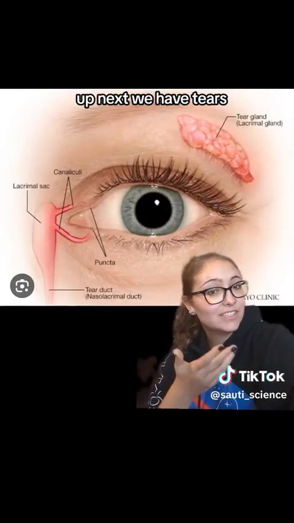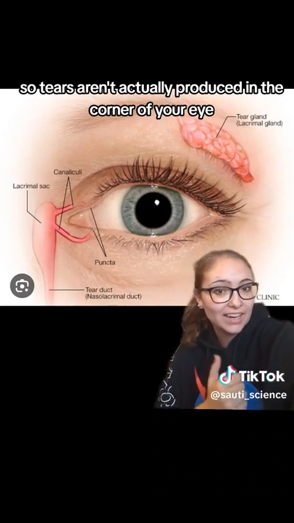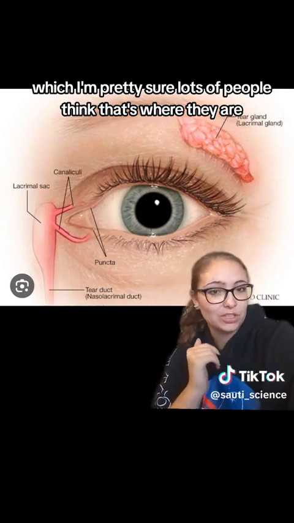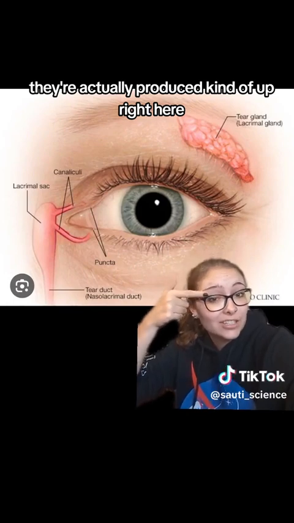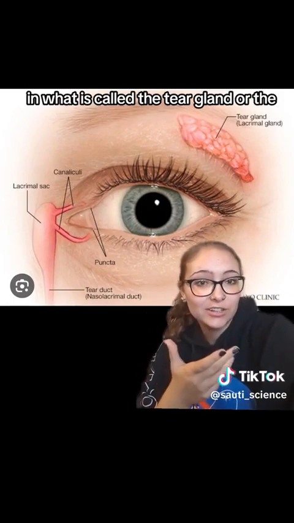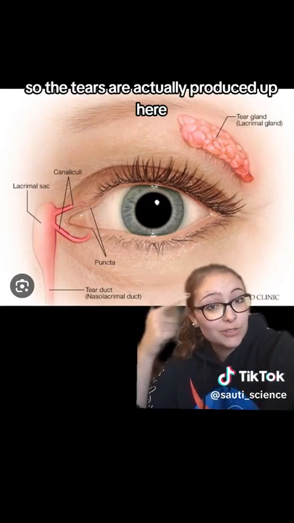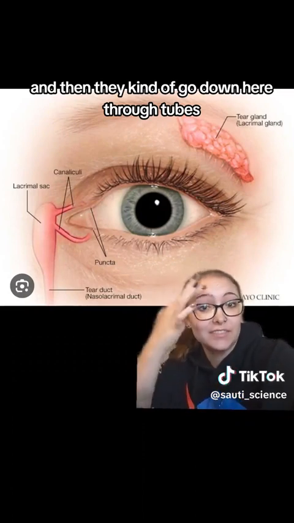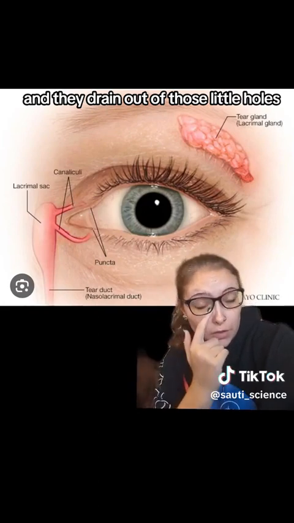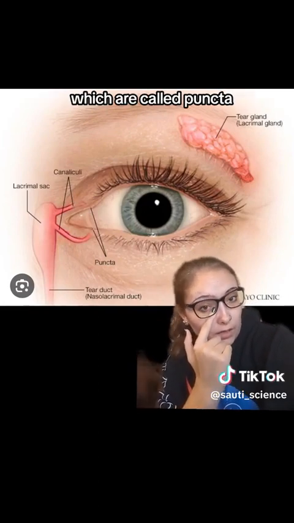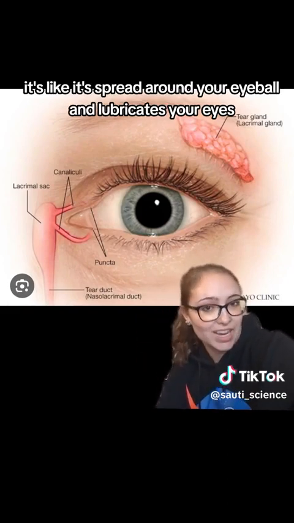Up next, we have tears. So tears aren't actually produced in the corner of your eye, which I'm pretty sure lots of people think is where they are. They're actually produced kind of up right here in what is called the tear gland or the lacrimal gland. So the tears are actually produced up here, and then they kind of go down here through tubes, and they drain out of those little holes, which are called puncta. And as you blink, it gets spread around your eyeball and lubricates your eyes.